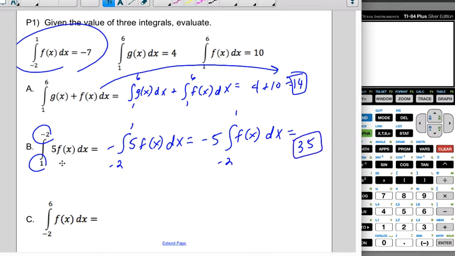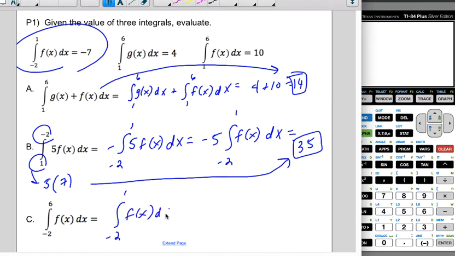The other way to do it is to keep it in the order it's in and recognize that instead of being a -7, it would be a regular 7. Like, it would be fine to say, oh, I get it, this is a 5 times a regular 7 because the bounds are flipped. And then this one, I want -2 to 6 of f of x, but I don't have -2 to 6. I have -2 to 1 of f of x dx plus the integral from 1 to 6 of f of x dx. So I'm going to add this one to this one, so -7 plus 10, and I get a 3.